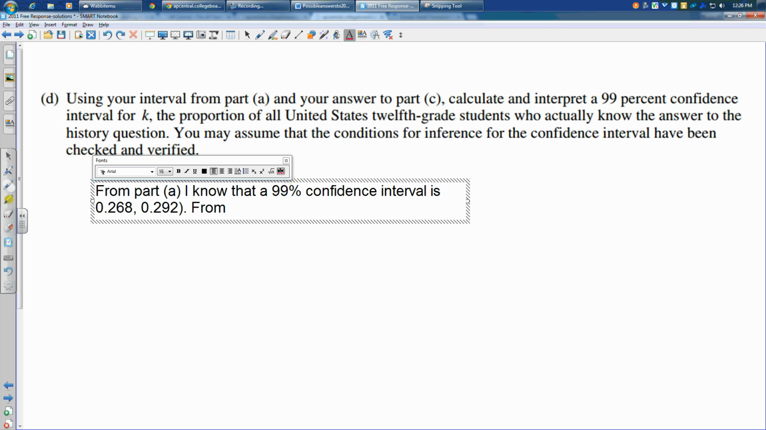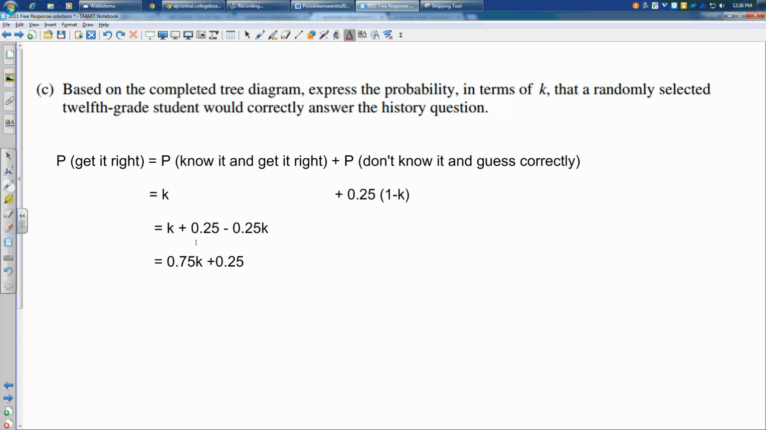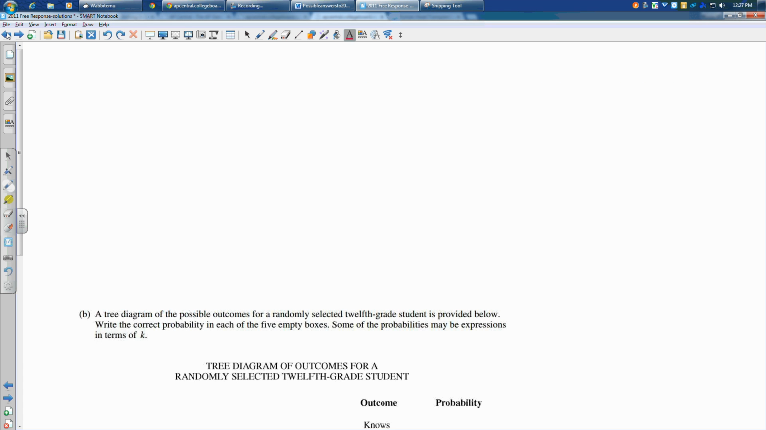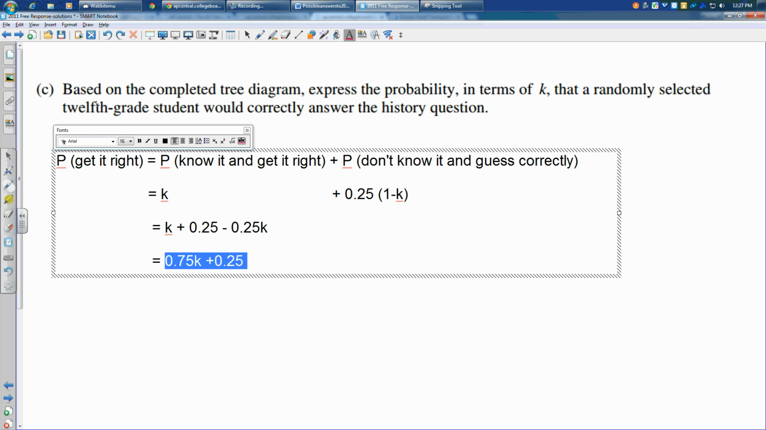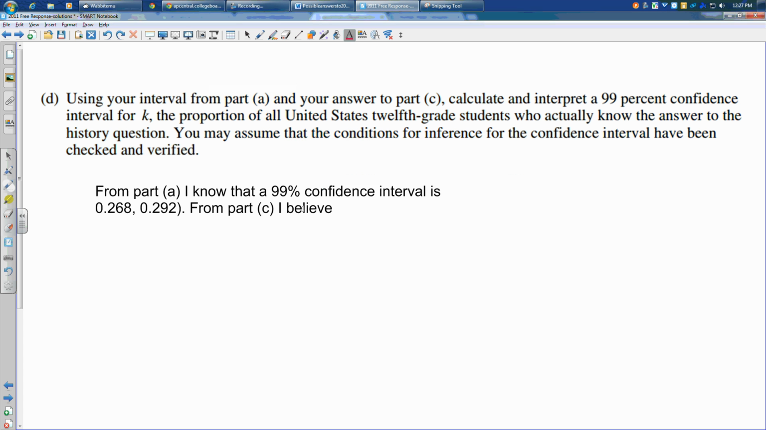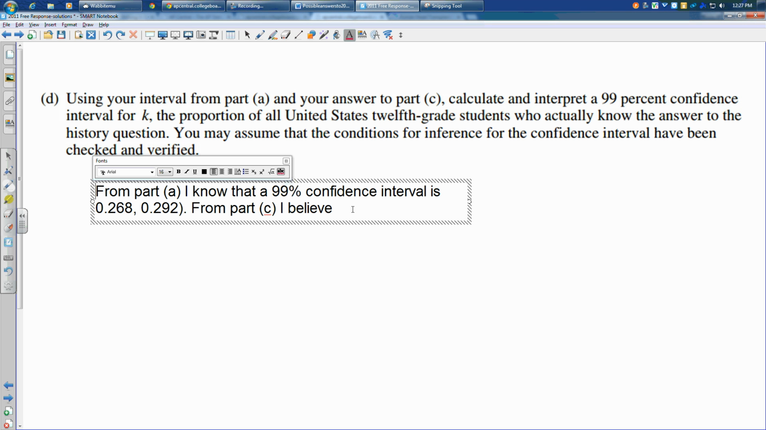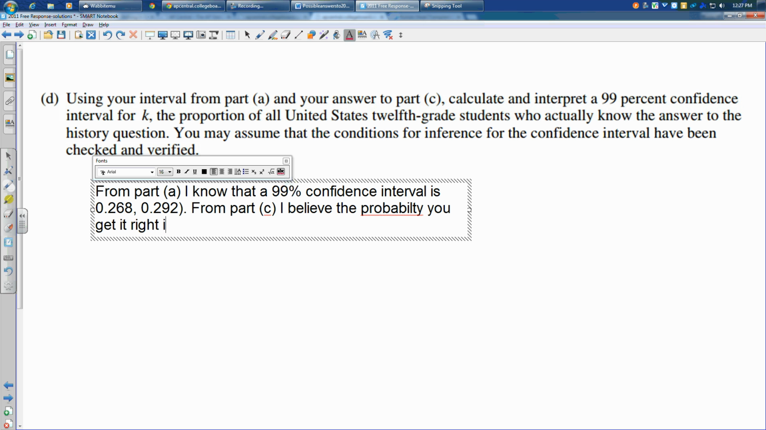From part C, and we'll go back and look at part C, I believe the probability you get it right is this. And remember, K was the probability you actually knew it. I'll even copy it. I believe the probability you get it right is this.